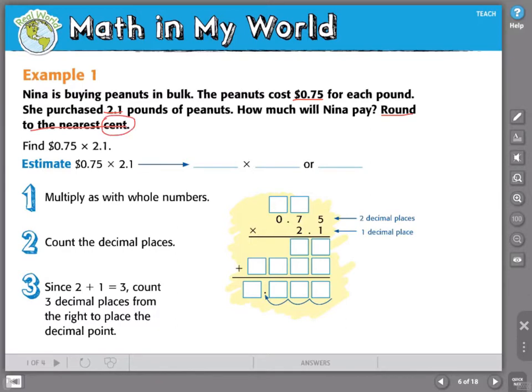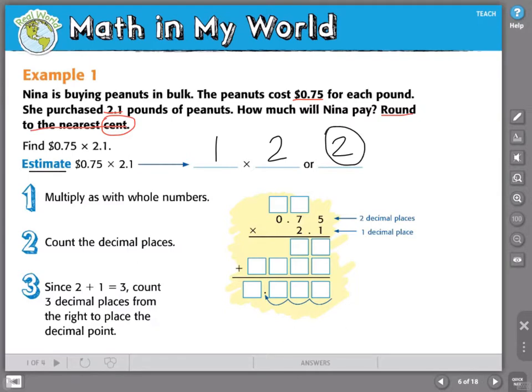First thing we're going to do is estimate. Why do we estimate? We estimate to check to see if our answer is reasonable. So 75 cents times 2 1/10. 75 cents is pretty close to 1, and 2 1/10 is pretty close to 2. So I know that my estimate is going to be pretty close to 2.